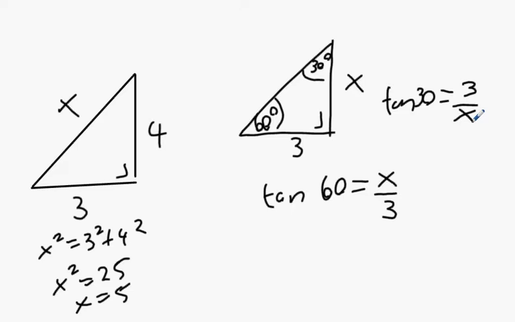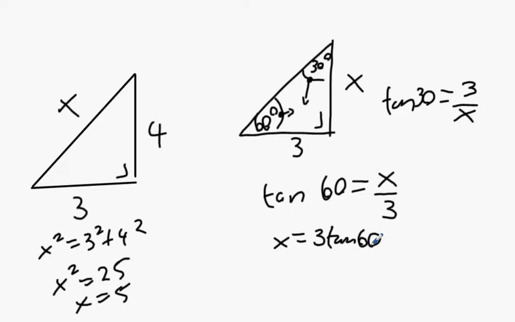For this one, according to the 30, the 3 is the opposite. That's why the 3 goes on top. And according to the 30, the x is the adjacent, so it goes on the bottom. According to the 60, the x is the opposite, and the 3 is the adjacent. That's why it's upside down. Then you get x on its own. You can do it for both of them. In this one here, it's going to be x equals 3 tan 60.